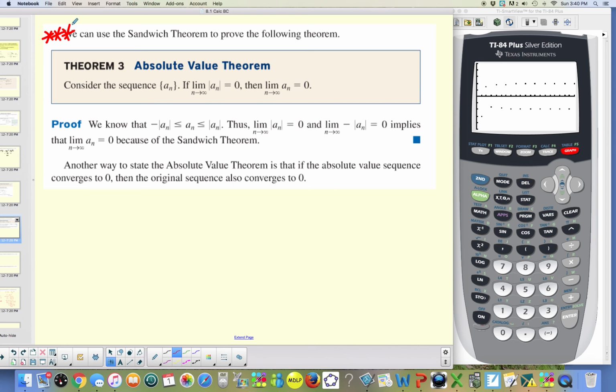Now let's take a look at why that is. A sub n, which could be positive or negative, is between its positive value and its negative value. And as n approaches infinity, we have been told that its absolute value is going to 0. So we know that its limit will eventually go to 0. And we know that the opposite of this will also be 0. So these two limits will be equal to 0. That means this one in between must also equal 0. This is the absolute value theorem.